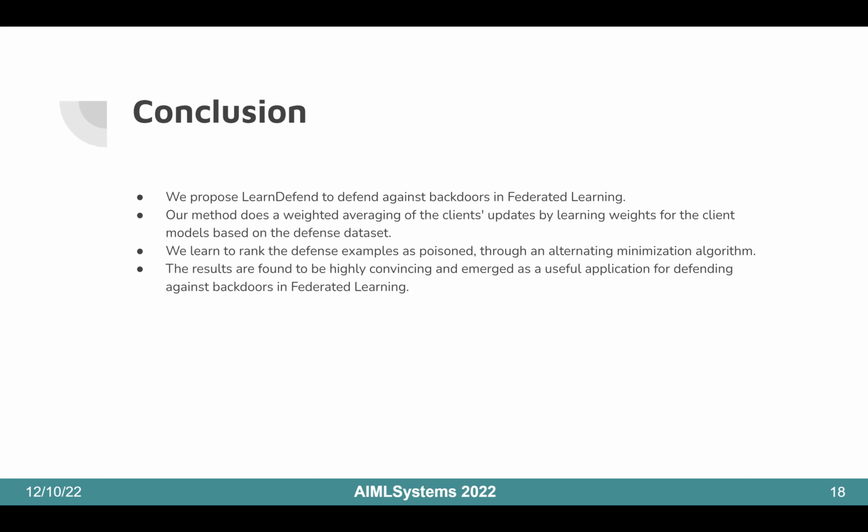So the key takeaways are: our method Learn Defend does a weighted averaging of the client updates by learning weights for the client models on the defense dataset. We learn to rank the defense examples as poison through an alternating minimization algorithm. The results are found to be highly convincing, and it emerged as a useful application for defending against backdoors in FL.